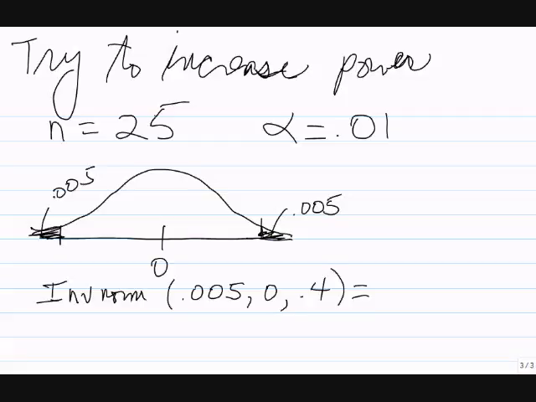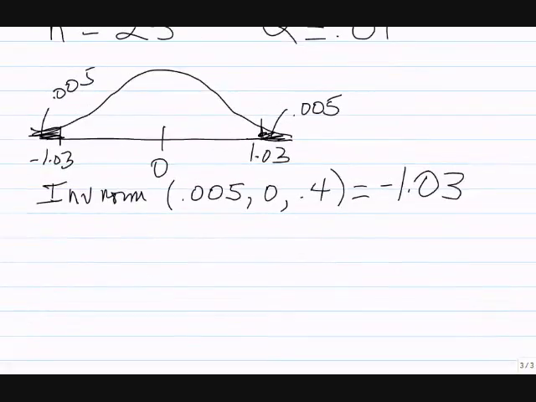Check me out. So everything's the same except I changed the alpha. Negative 1.03. Okay, cool. So I'm going to reject if my sample mean is below negative 1.03 or above 1.03, so I'm going to fail to reject in between.